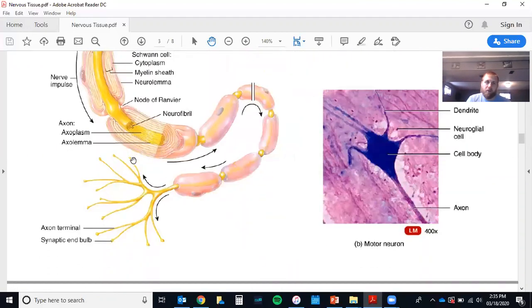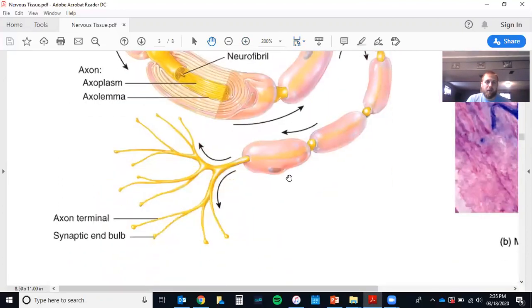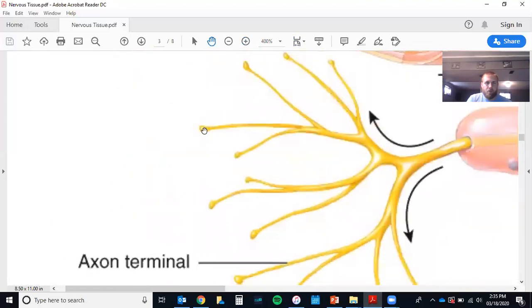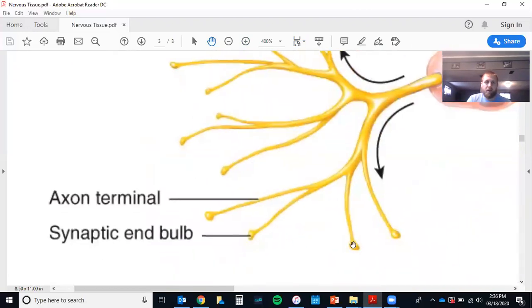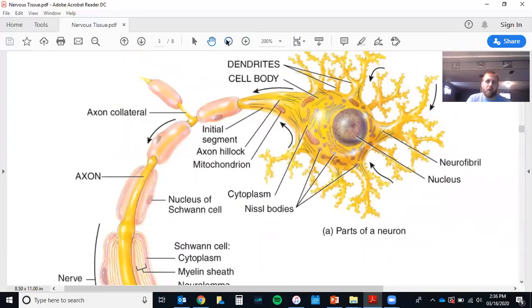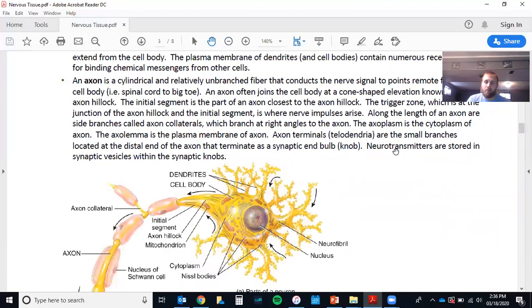Let's talk about those branches at the end. The very tip of the axon branches kind of like dendrites, except we call these axon terminals, also known as telodendria. And I'm zooming in to show that at the very tip of each one of those, they have a little fattened structure called a synaptic end bulb, also known as a synaptic knob, which is where we store and release what we call neurotransmitters. So the chemical messengers that each neuron will release in order to activate another neuron or activate a cell, like a muscle cell or a gland cell, that kind of stuff.